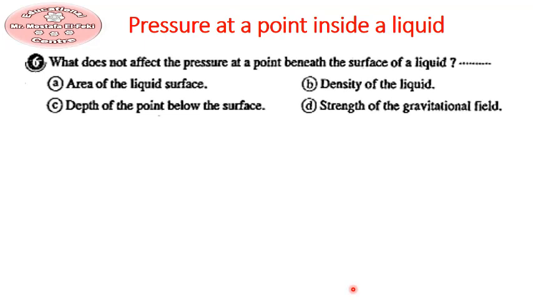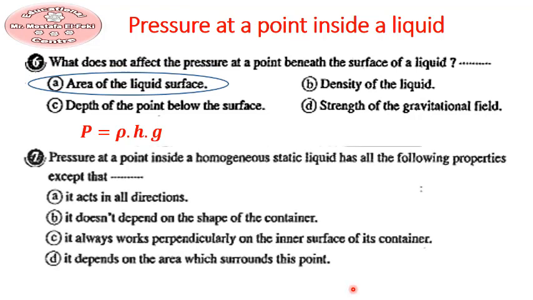What doesn't affect the pressure at a point beneath the surface of a liquid? The pressure beneath the surface of a liquid doesn't depend on the area. Pressure equals rho Hg. Pressure at a point inside a homogeneous static liquid has all the following properties except which is the false one. Pressure depends on the area. No, pressure doesn't depend on the area. This is the false statement.